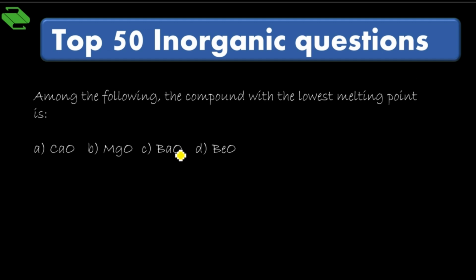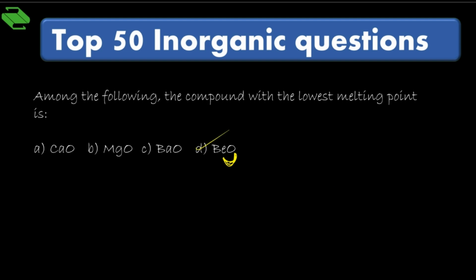And among the following, the compound with the lowest melting point. Okay, so all are ionic: calcium oxide, magnesium oxide, barium oxide and beryllium oxide. But what about some covalent character in it? The covalent character rises because of electronegativity difference, which makes it highly polarized. If you look at beryllium and oxygen, which is having a high electronegativity difference, it leads to a low melting point compared to other alkaline earth oxides.